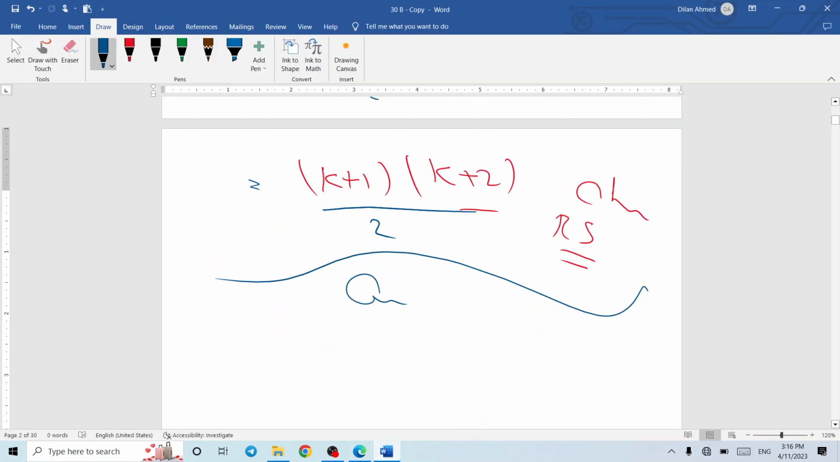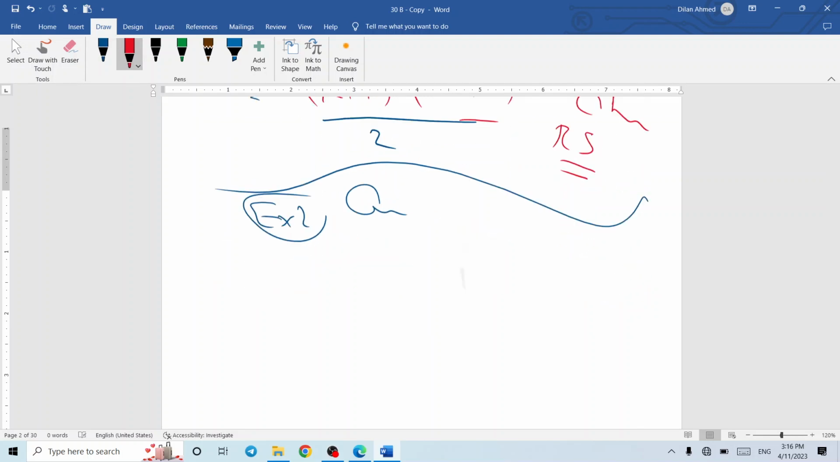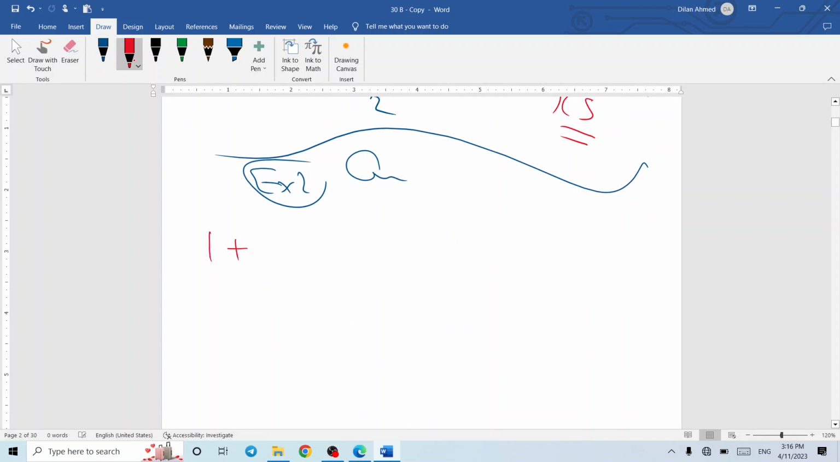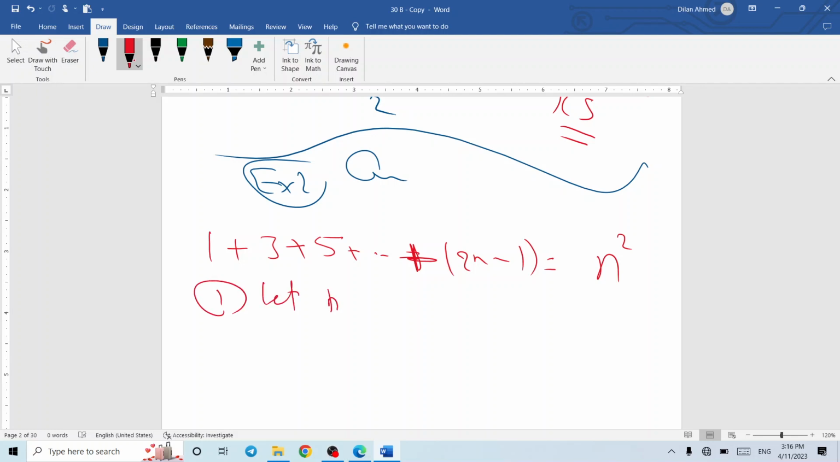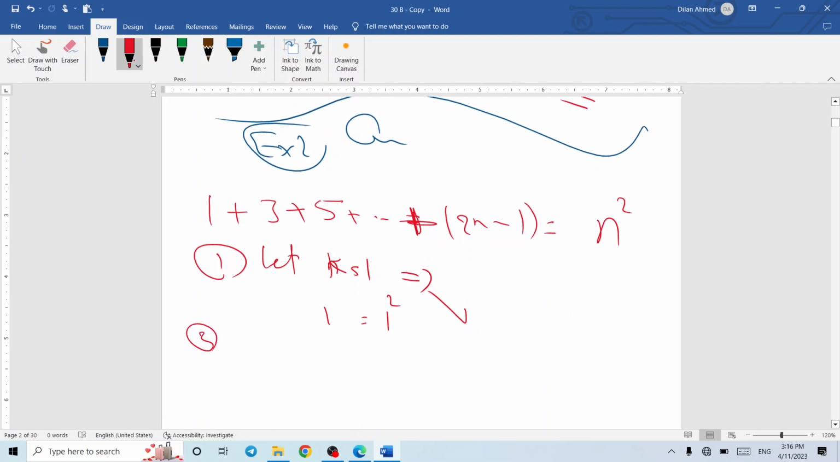So for the conjecture, example 2, I have 1 plus 3 plus 5 plus up to 2n minus 1, where n is a natural number, and it is equal to n squared. For 5 numbers, 5 squared is 25. Now we have a formula, so how do we show it? First step, let n be 1. I'll get 1 equal to 1 squared. It's true, right?